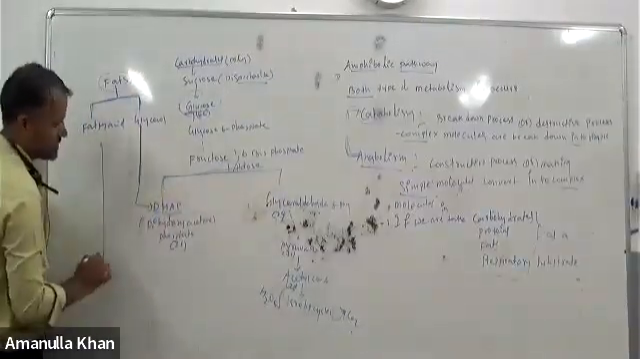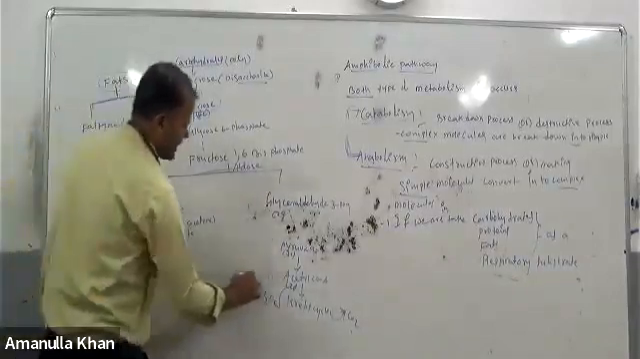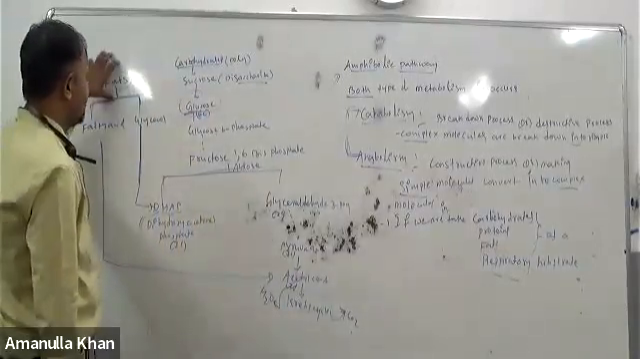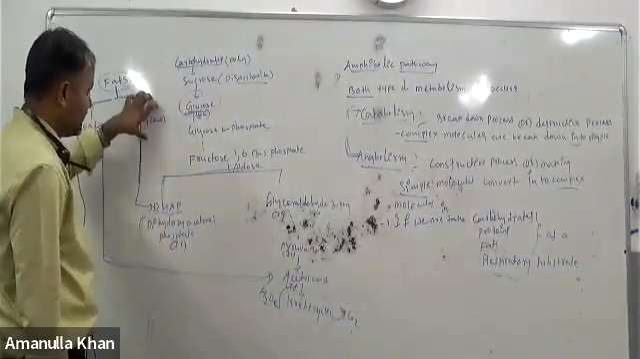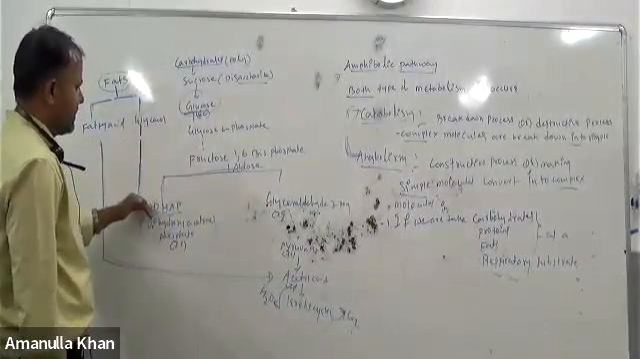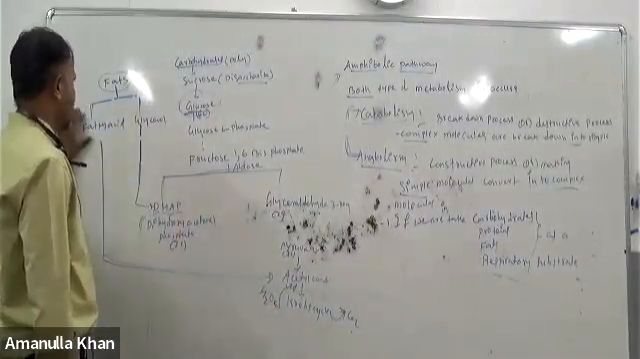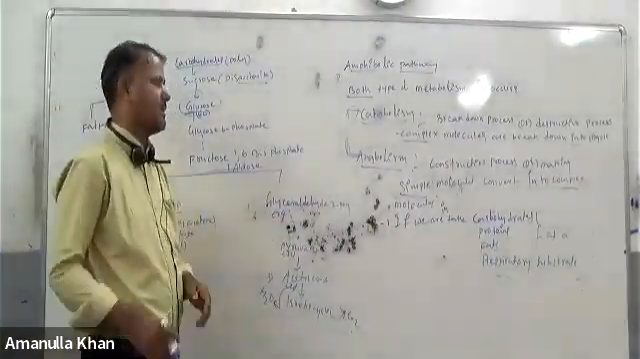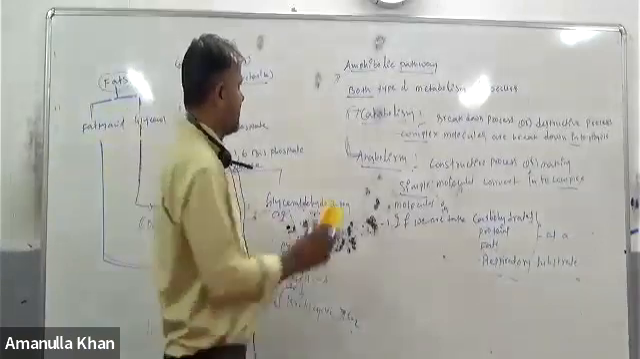Then fatty acid is converted into what? Acetyl-CoA, then it enters the respiratory pathway. So fats break down into what? Fatty acid and glycerol. Glycerol is converted to DHAP, then enters the respiratory pathway. And fatty acid also does not directly enter the respiratory pathway. It is converted to acetyl-CoA, then enters the respiratory pathway.